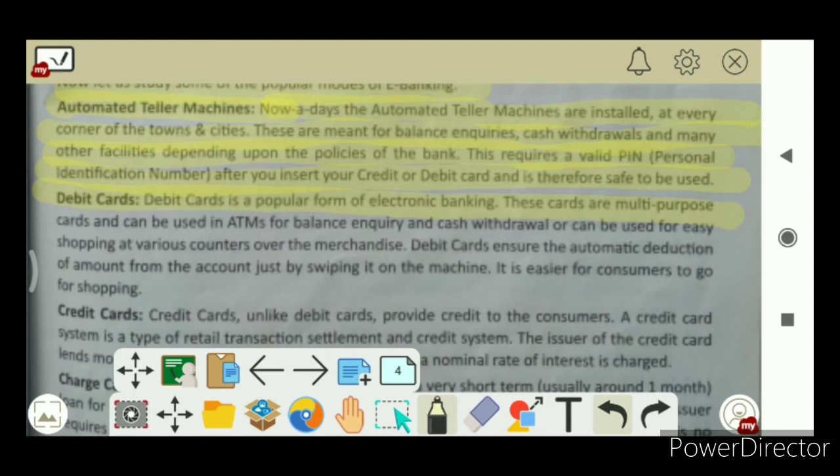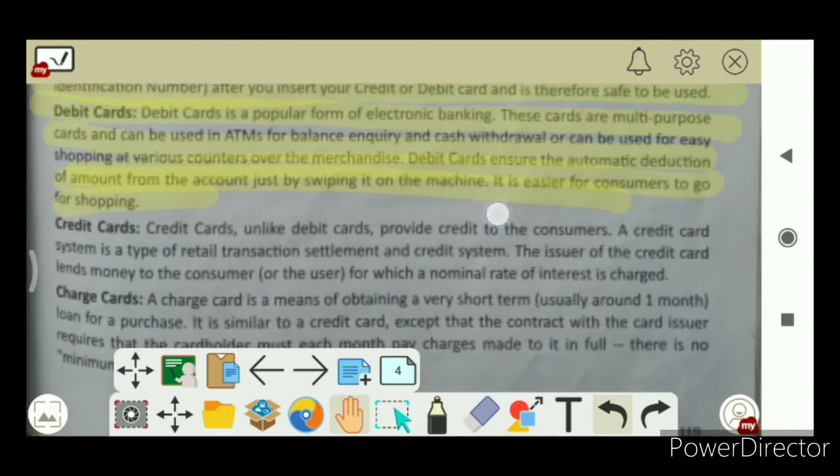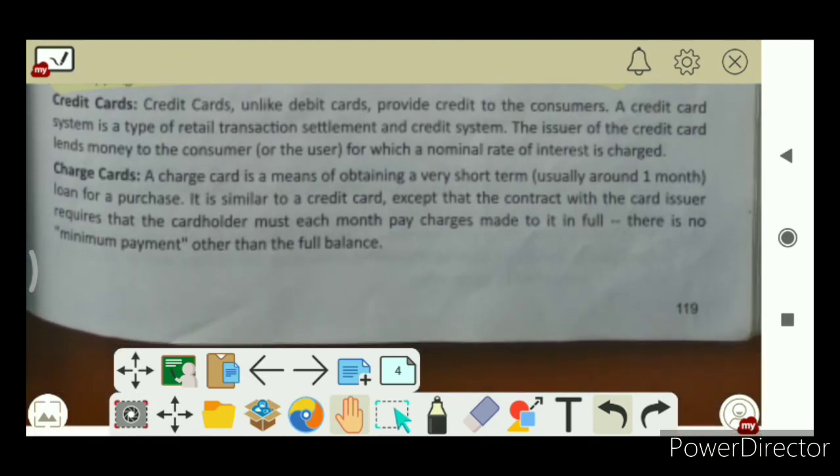Now the next thing, like the ATM card and debit card, another card is the credit card. Credit cards, unlike debit cards, provide credit to the consumers. A credit card system is a type of retail transaction settlement and credit system. The issuer of the credit card lends money to the consumer or user, for which a nominal rate of interest is charged.